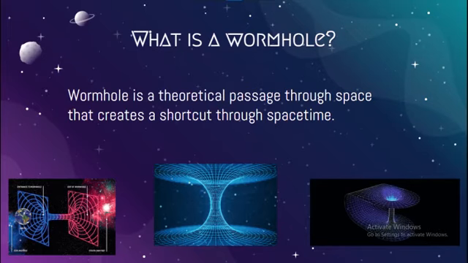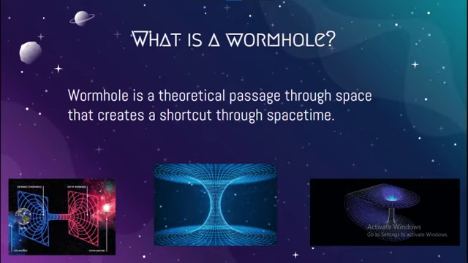Now that you have seen the clip, hopefully you can somewhat understand what a wormhole looks like, at least through the movie's portrayal. Whether their portrayal is realistic or not will be discussed later on. Now to define what a wormhole is. A wormhole is basically a theoretical passage through space that creates a shortcut through space-time.